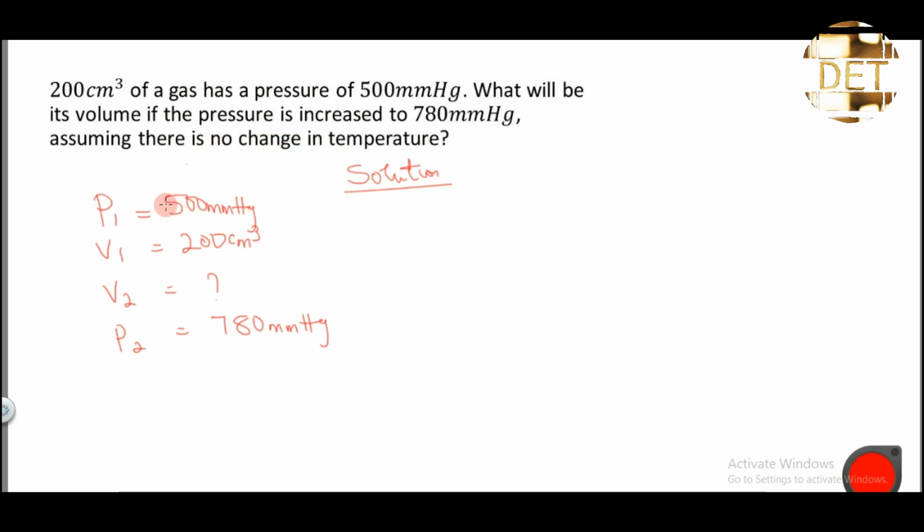So this is an application of Boyle's law, and Boyle's law formula states that P1 V1 is equal to P2 V2. So our P1 in this question is 500 mmHg times our V1, which is 200 cm³, is equal to our P2, which is 780 mmHg, times our V2, which is unknown, so we'll represent that as V2. So 500 times 200 will be what?